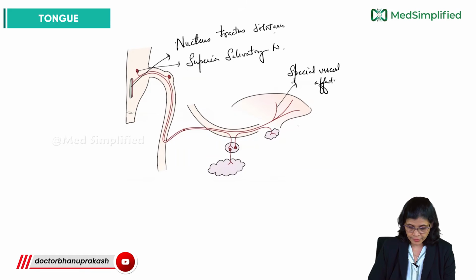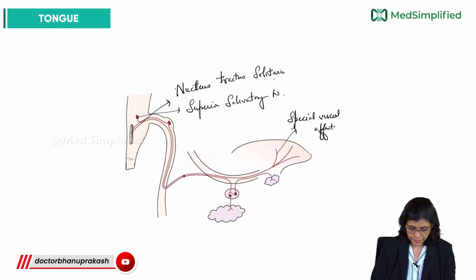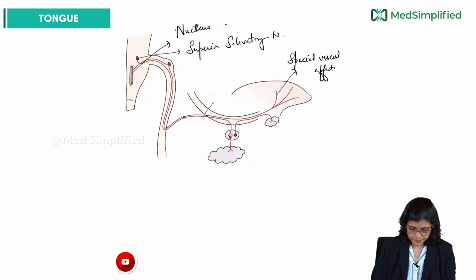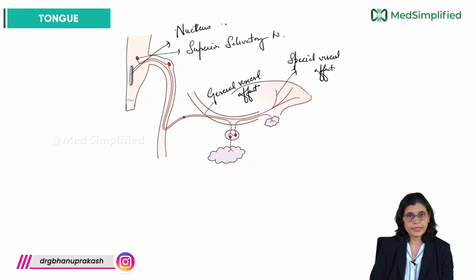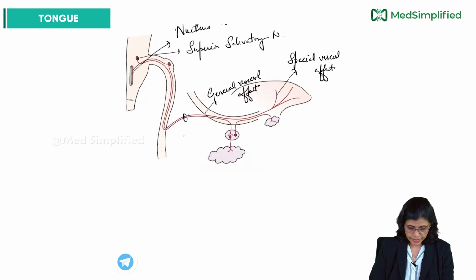And then we have the general visceral afferent fibers. Basically, they help in the secretion of the saliva. They go to the salivary glands, and these fibers are carried through the lingual nerve. And the special visceral afferent fibers carry the taste sensations from the anterior 2/3 of the tongue, which is carried by the chorda tympani nerve.